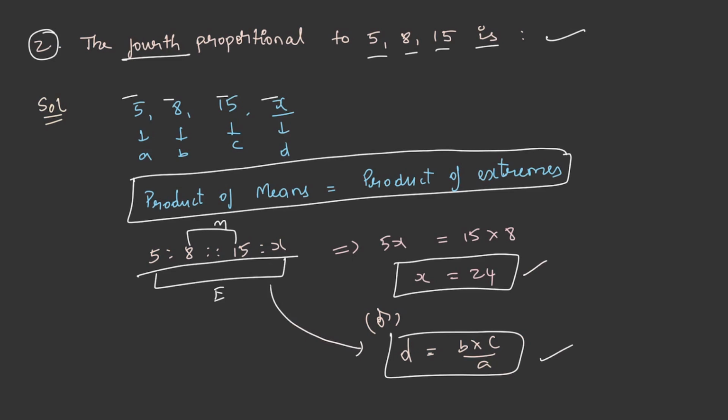This is how we can solve the unknown proportion questions. We are done with the category 2 questions. Meet you in the next lecture.